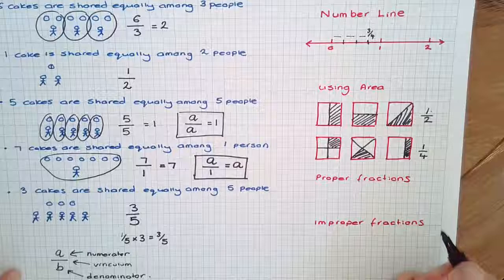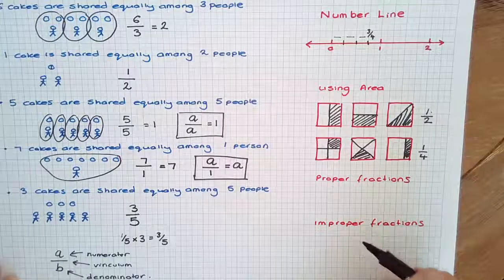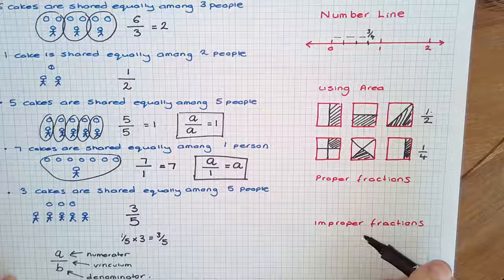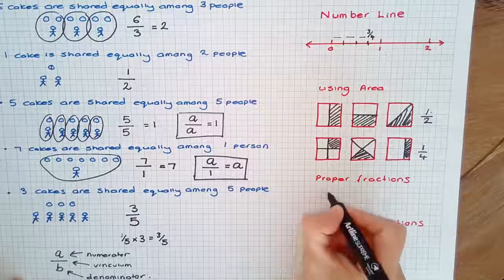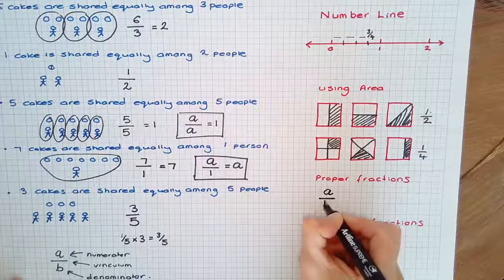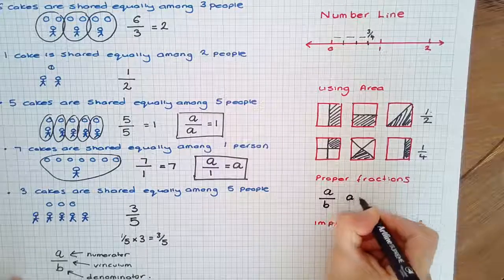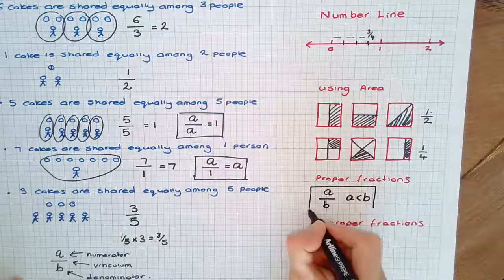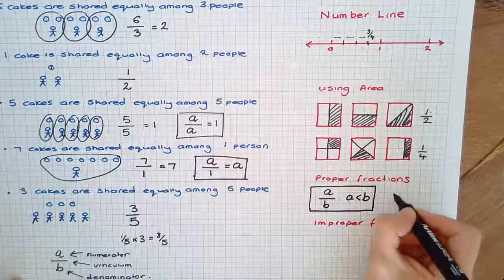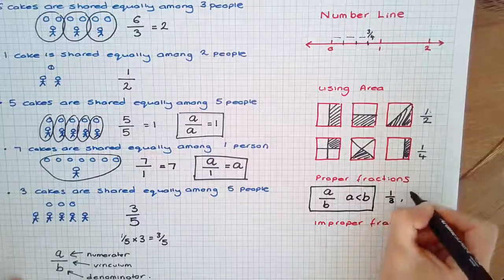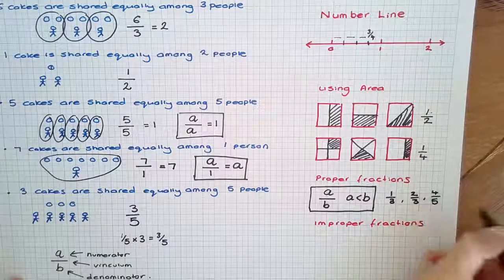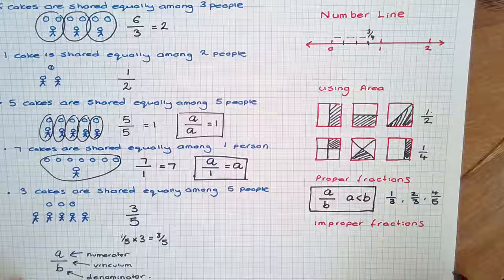We'd like to define fractions as either proper fractions or improper fractions. A proper fraction is when the numerator is less than the denominator. That is, for our fraction A over B, A is less than B. Some examples, 1/3, 2/3, 4/5, etc. The numerator is smaller than the denominator.